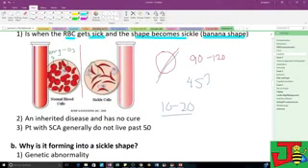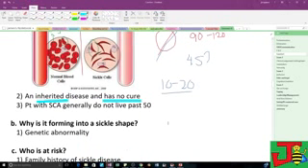What else do we need to know about sickle cell disease? It is an inherited disease and it has no cure. So the patient will be having this for life. And patients with sickle cell anemia will generally not live past 50.